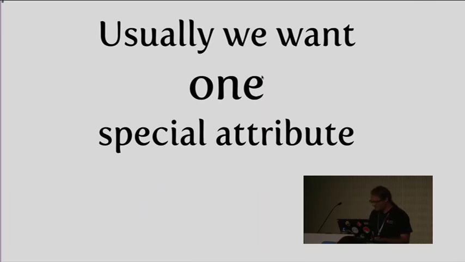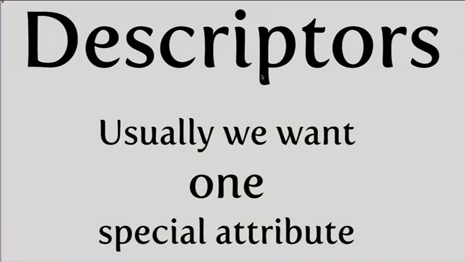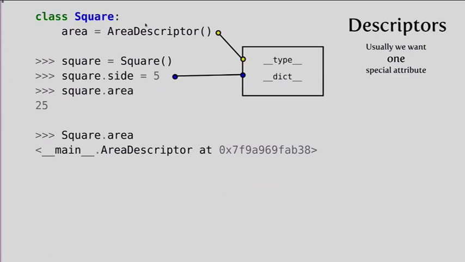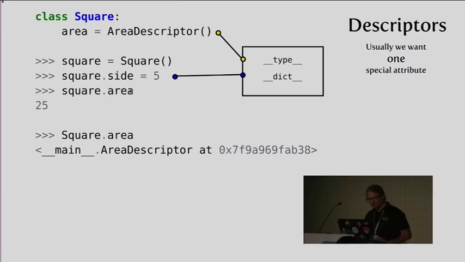So for this, Python has a very special feature called descriptors. Now what descriptors do is you put a special object in the type, which will control access to the specified attribute. So if I have some kind of square and I want it to have an area, I put some kind of magic special object into the class, and when I set the side, and then I look at the area attribute, this descriptor will take the side, this 5 here, square it, and give that back.